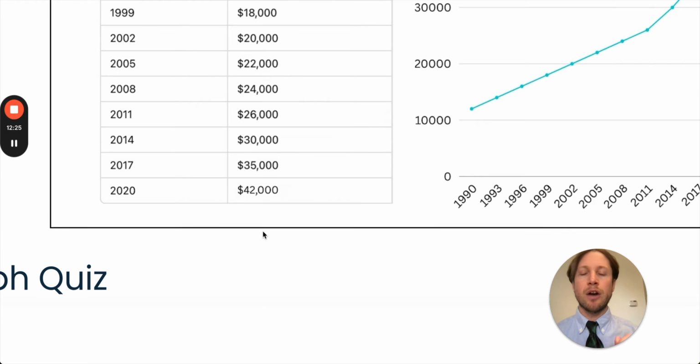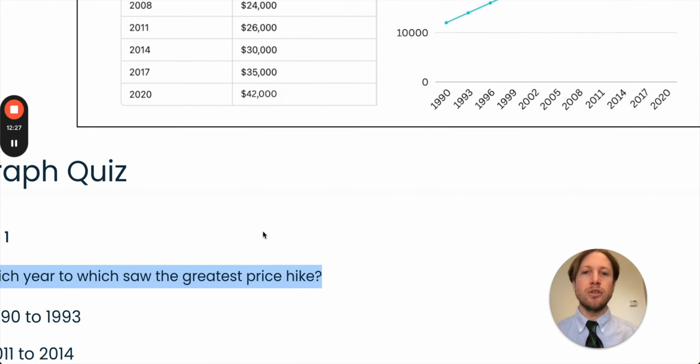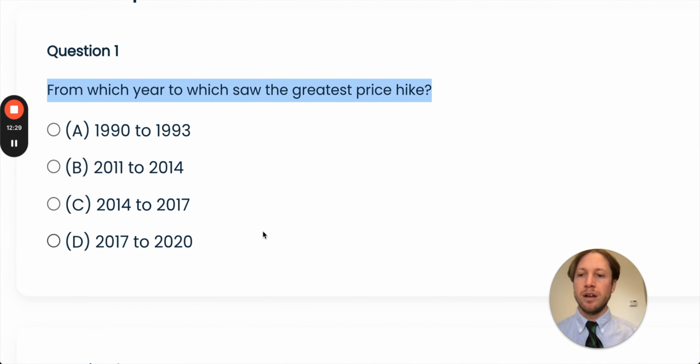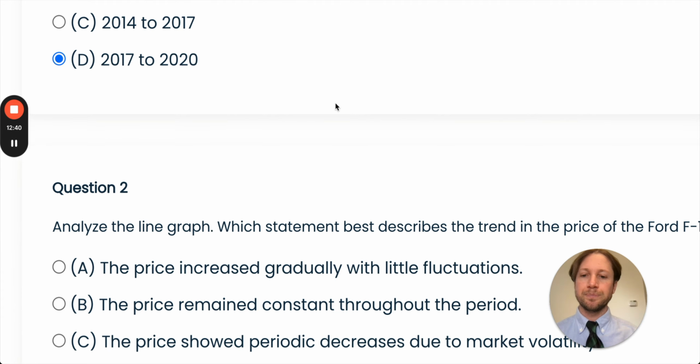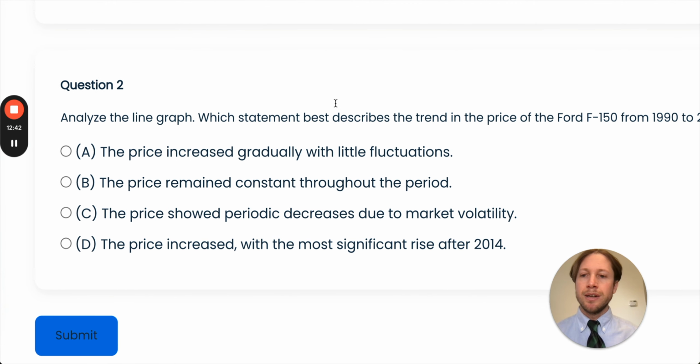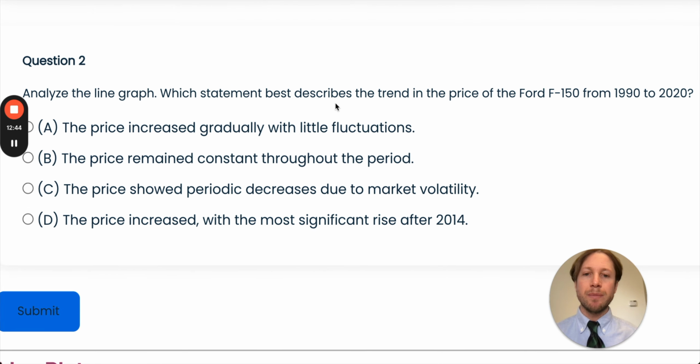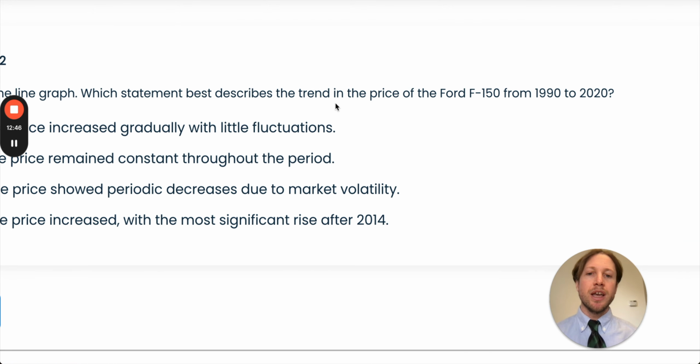Let's have a look at our answer options and try to identify the most appropriate response. Yep, it looks like 2017 to 2020 was the best answer because it had the greatest price hike. All right, let's go on to question number 2, which reads, analyze the line graph. Which statement best describes the trend in the price of the Ford F-150 from 1990 to 2020?